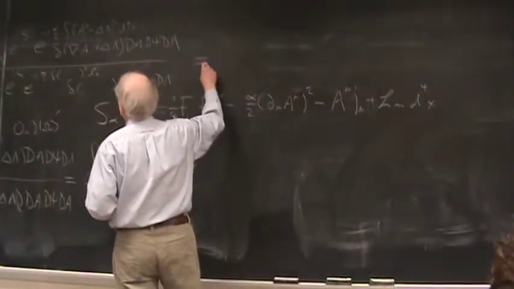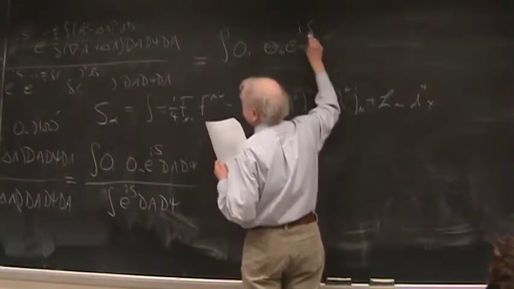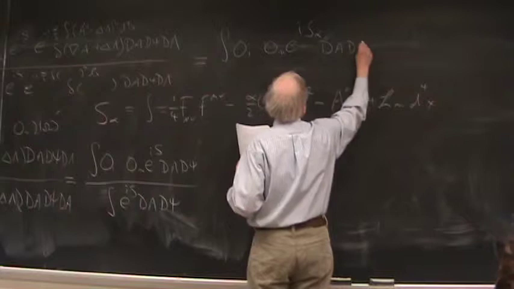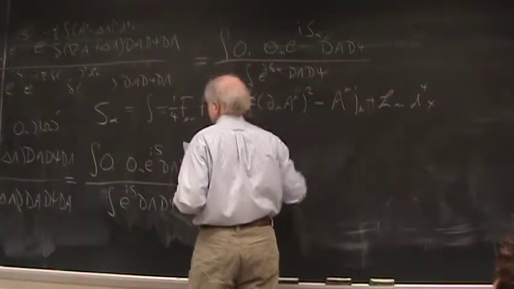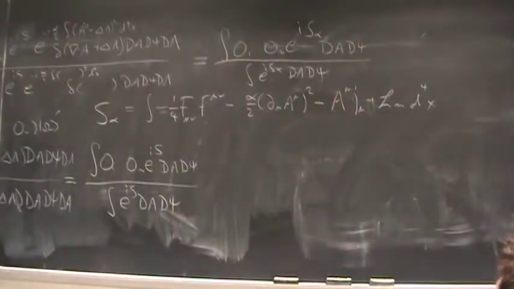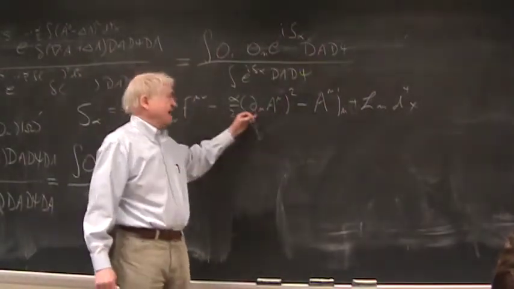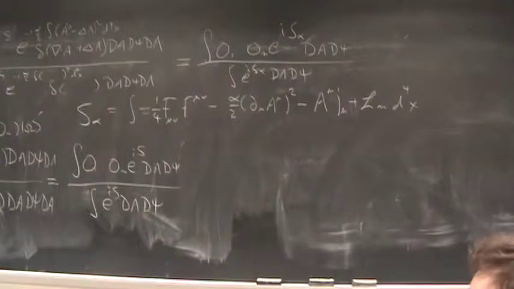So this then becomes the integral O1 through O n e to the i S sub alpha dA d psi over the integral e to the i S alpha dA d psi. This A mu J mu coupling is Gaussian variant? No! Great observation. This is called a gauge fixing term.